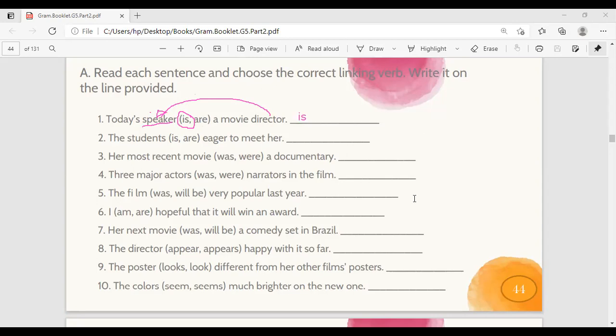Kareem, please guys be faster. Number 2, do not say it directly, continue with the number after it. The student is or are eager to meet her. The students are. Excellent. Are is used for the plural subject. Thank you, Kareem.